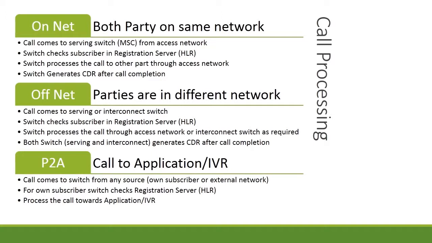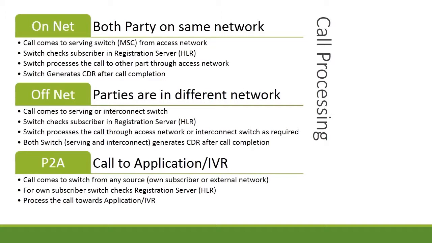For example, a call is going from Grameenphone to Robi. If we think from the perspective of Robi, the call is coming from Grameenphone, so it's an off-net call. Again, from Grameenphone's perspective, it's an off-net call. For Grameenphone, it's an outgoing off-net call, and for Robi, it's an incoming off-net call. So we see that there are two types of off-net call: one is incoming off-net and the other is outgoing off-net.